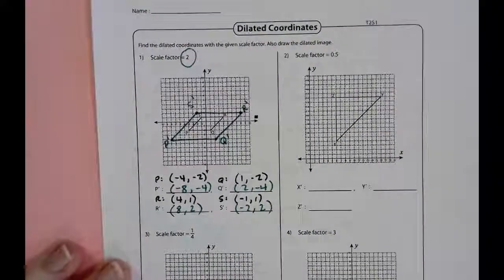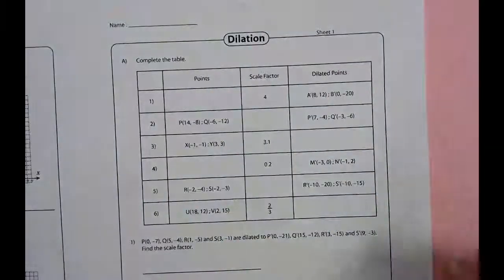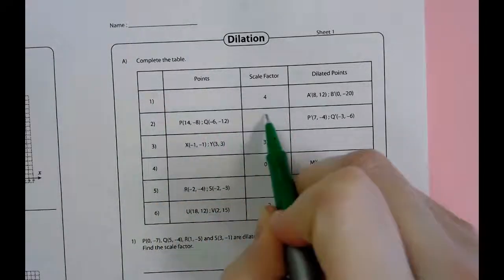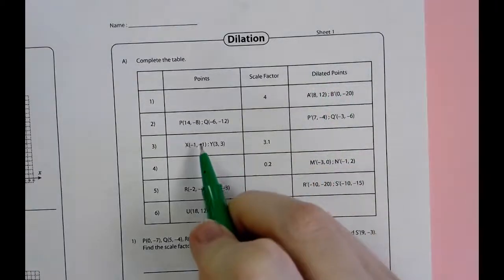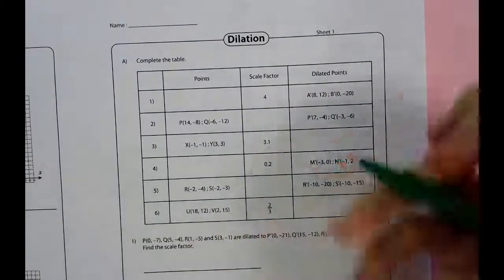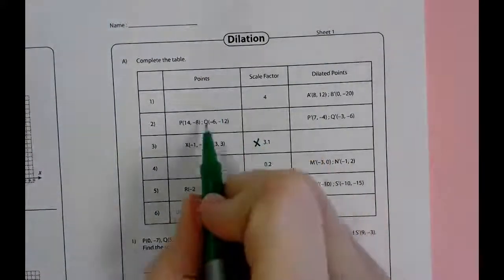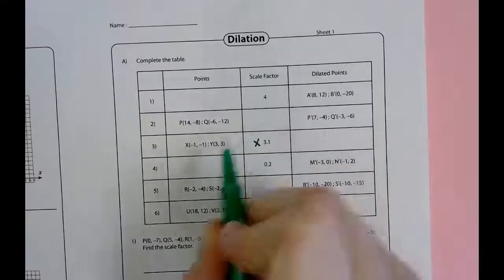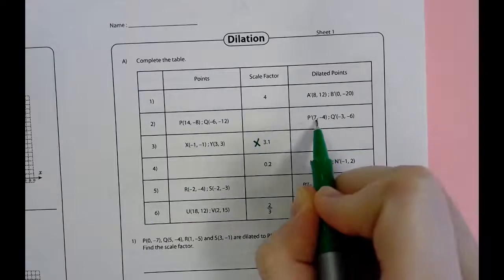Okay. The last page here, I think you'll be fine doing this. All you're going to do is this space is for your original points, then you have your scale factor, then you have your dilated points. If you're going from points to dilated, you just multiply by the scale factor. If you need to determine the scale factor, you need to ask yourself, this times what is that?